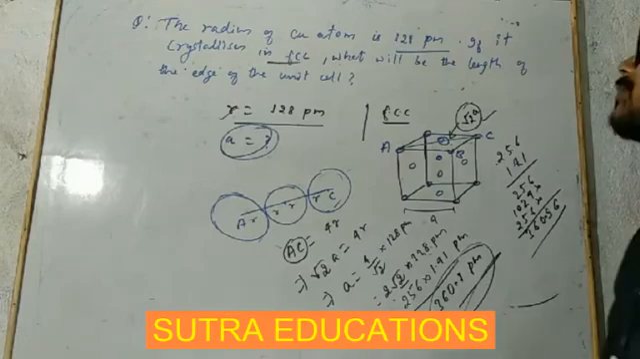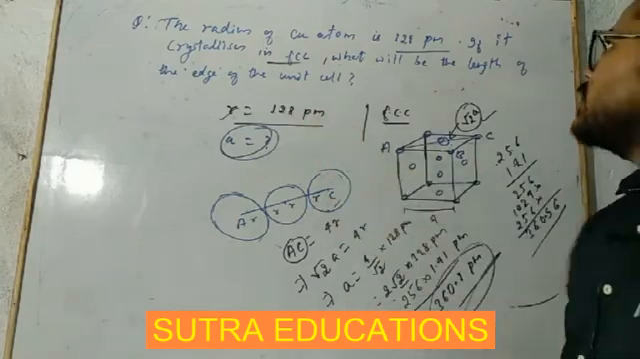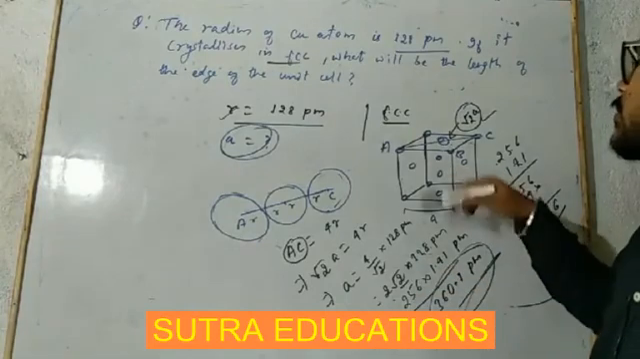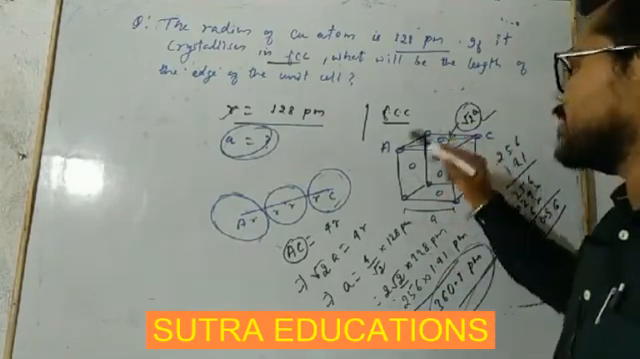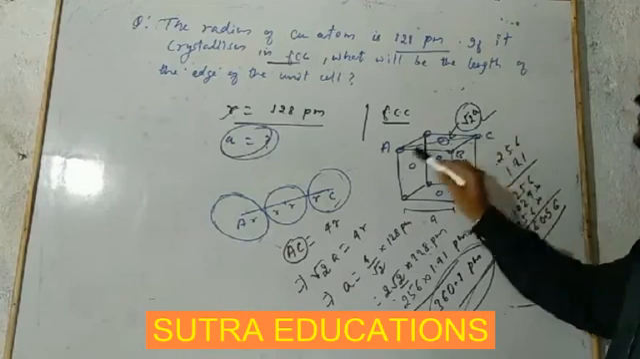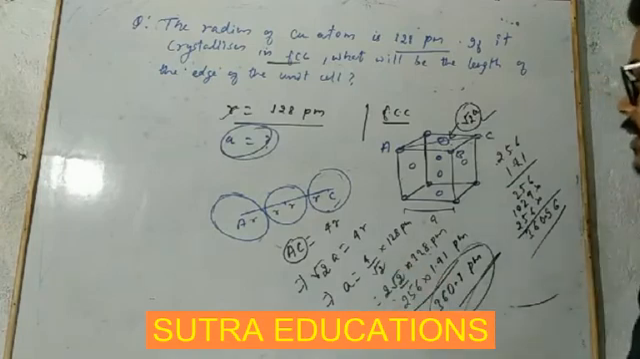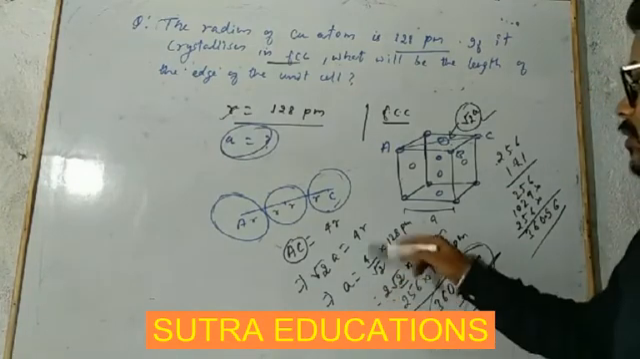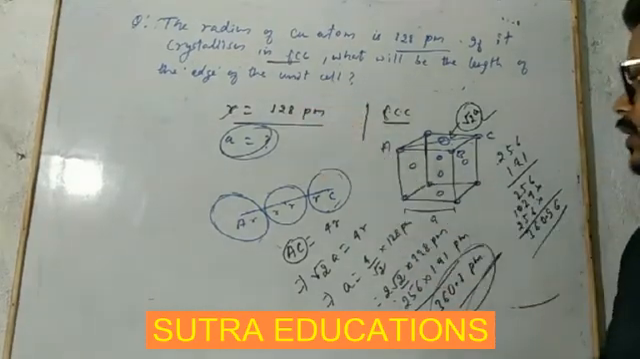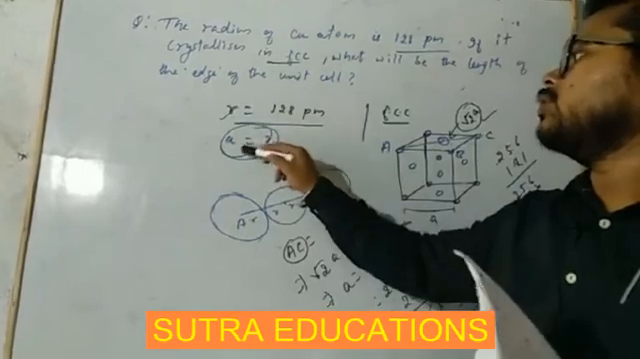In this question the radius of the copper atom is given as 128 picometer, and it is forming FCC. So we know FCC means all the atoms are present at the corners and on the faces of the cube. If it is FCC, then AC will be equal to 4R, and also AC is equal to root 2A. So from here we will calculate the value of A, which is 4 by root 2 R. We know the value of R, so put the value of R here and you will get the value of edge length.